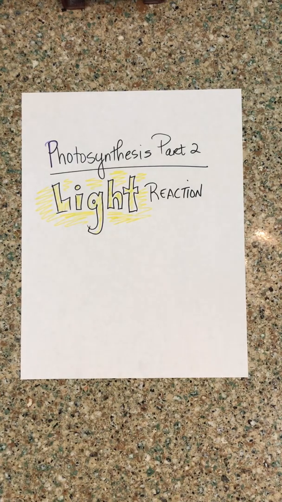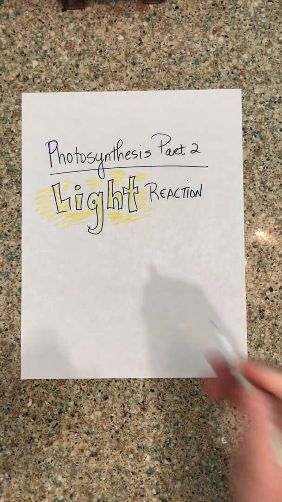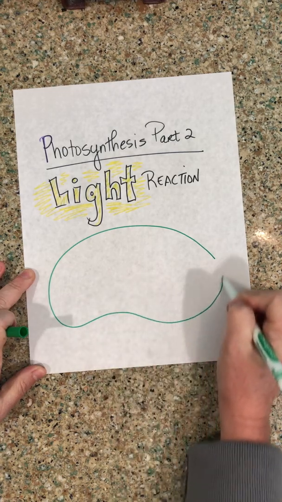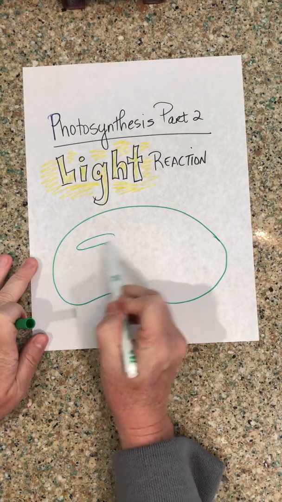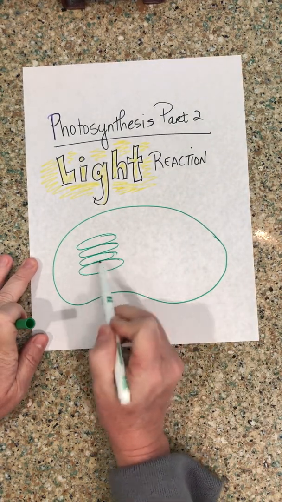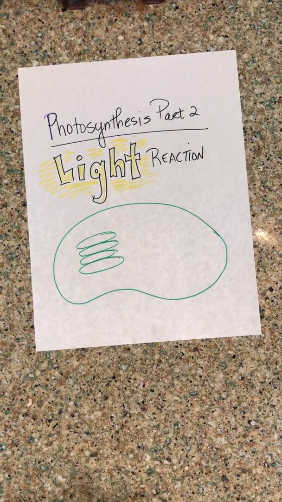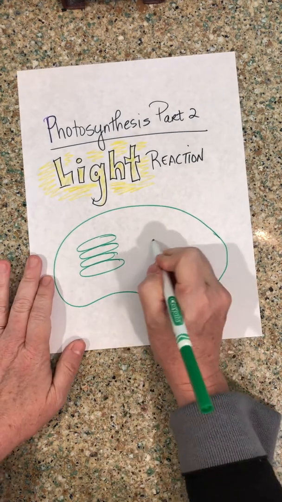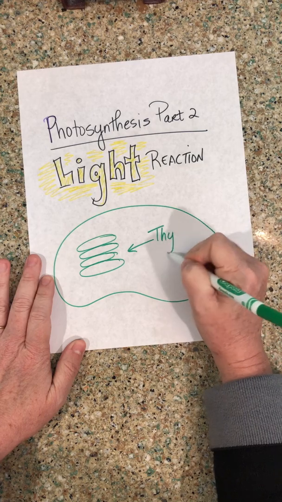Right, so now we have photosynthesis part 2, and this is going to be just about the light reaction. And so we are inside of our chloroplast, and the light reaction is going to take place inside this little stack we have here. Okay, so this little stack we have here is called the thylakoid.